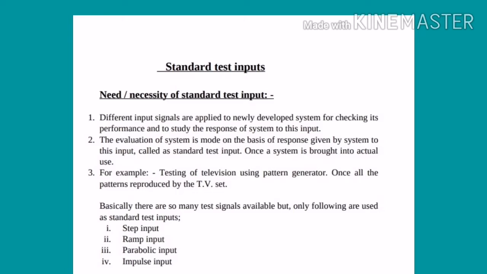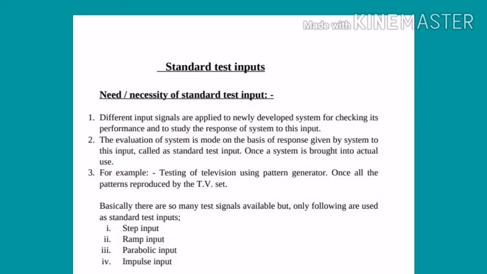That is, for example, a TV set is there and it is tested by using a pattern generator. How is it tested? Once all the patterns are reproduced by the TV set, the patterns are observed and analysis is done, whether each and every pattern obtained is accurate or not. That is, the pattern generator is used for testing the signal, it is applied to the TV set, and then various types of patterns are recorded and tested for accuracy. In this way the TV will be tested.